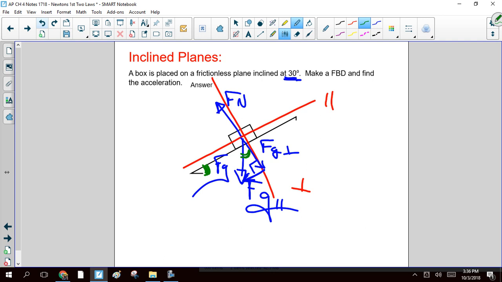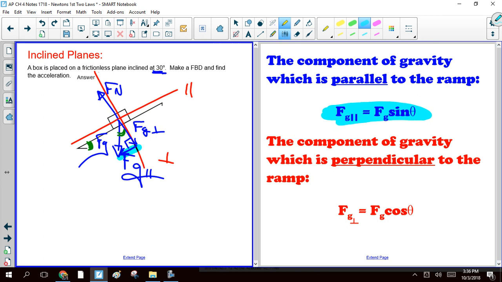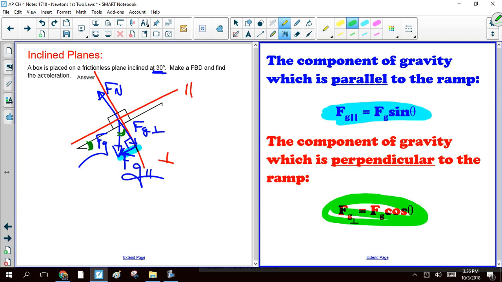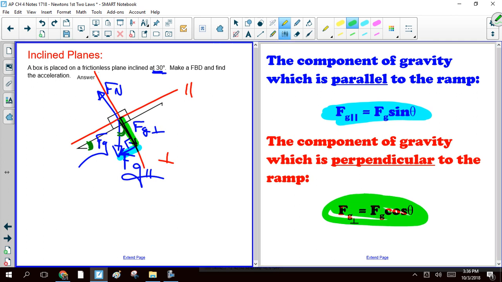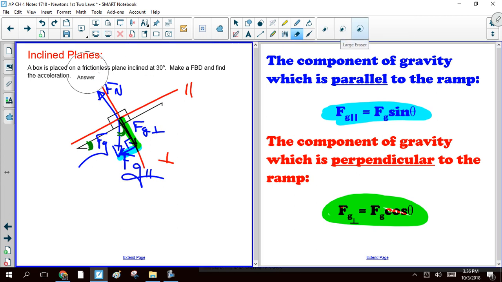And so what that ends up resulting in is this. It turns out that your parallel component of gravity is just Fg times the sine of theta, because your parallel side is opposite from your angle. It's the opposite side, right? And similarly, Fg perpendicular depends on the cosine of the angle, because the Fg perpendicular is the side that's adjacent to the angle. Okay? So, with that in mind, let's do this. I'm going to clean up my drawing here.